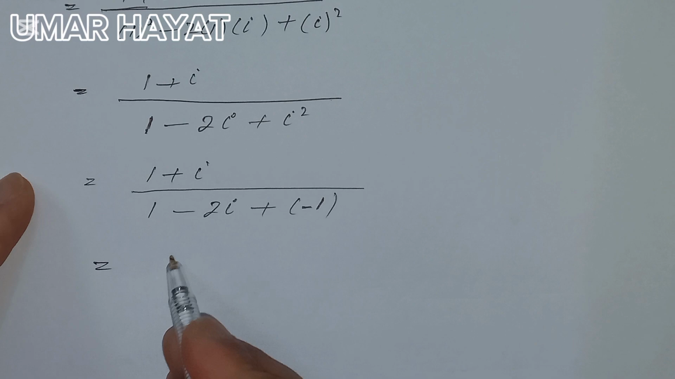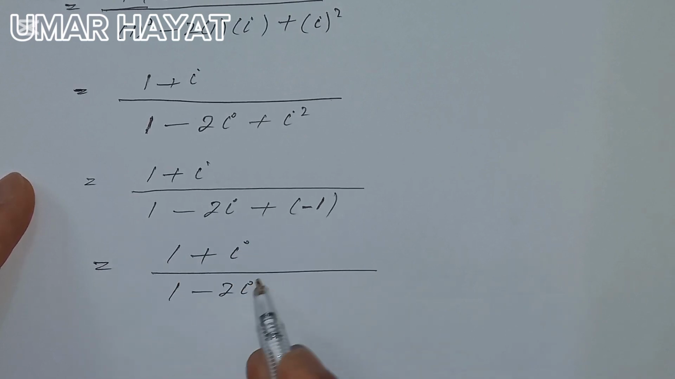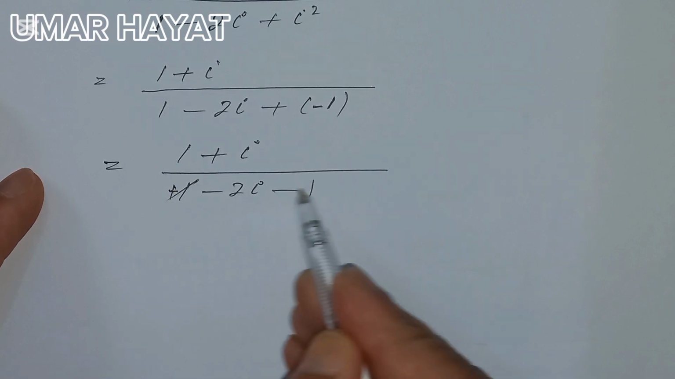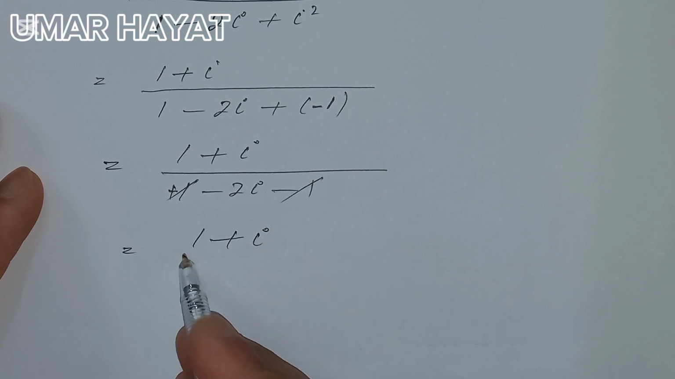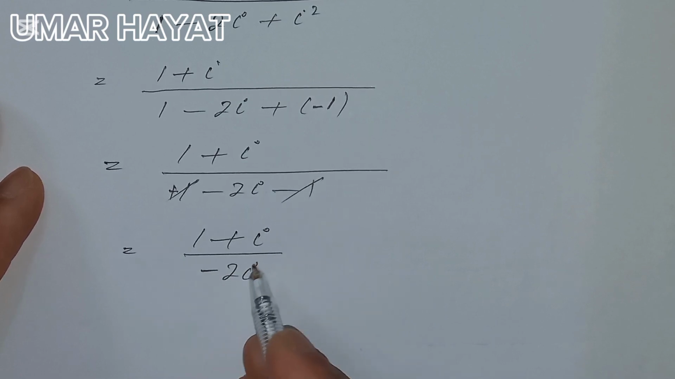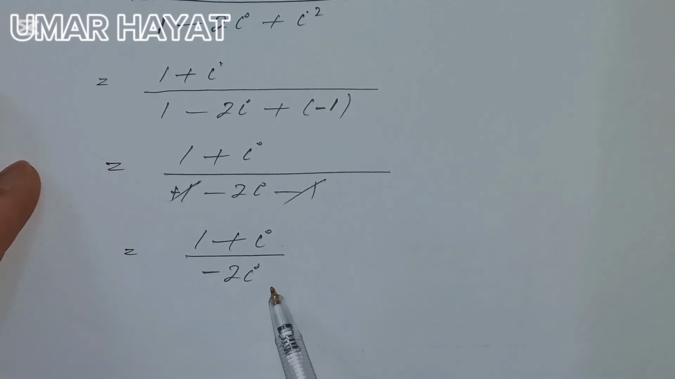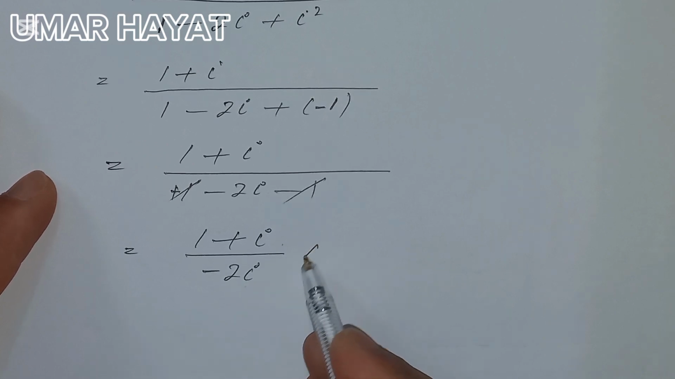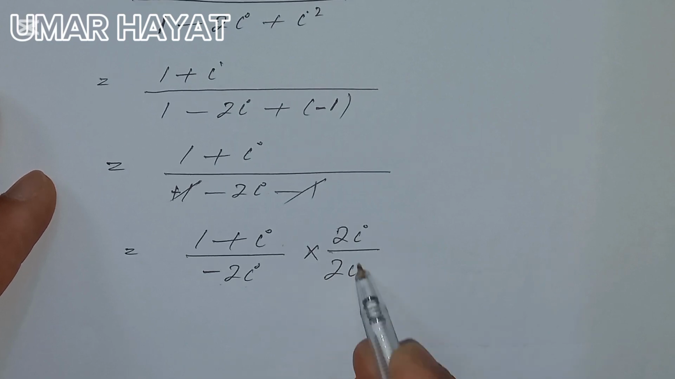The next step of this question is (1 plus iota) divided by (1 minus 2 iota plus multiply minus 1). So now the next step is plus 1 and minus 1 will cancel each other, and the answer is (1 plus iota) by minus 2 iota. Now we will multiply numerator and denominator by the conjugate of this denominator, and the conjugate of minus 2 iota is 2 iota, so 2 iota by 2 iota.